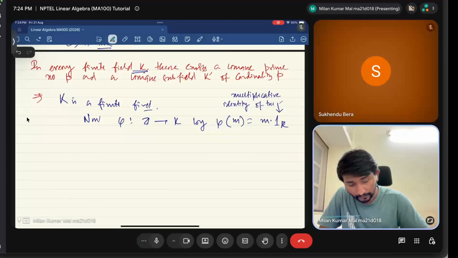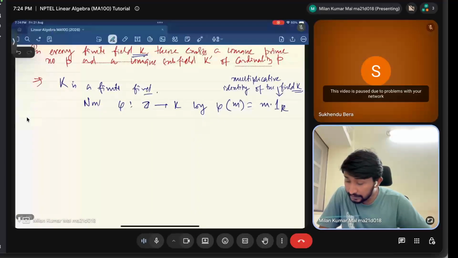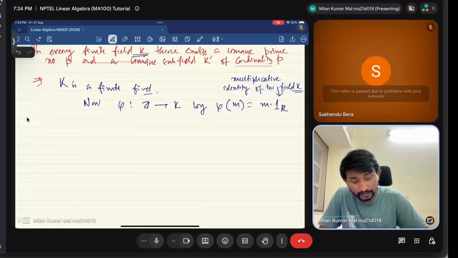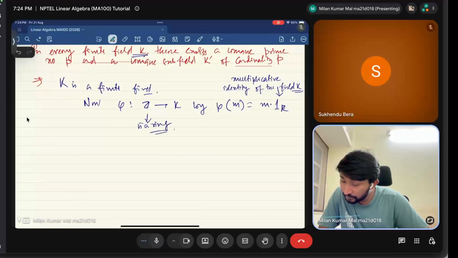Identity of the field K. Okay, this is what it is. Multiplicative identity of the field K. This is the scalar times the multiplicative identity. So the question is, this is a ring homomorphism. Z is a ring, and this is a ring homomorphism. But we don't need all these things. Let me directly go to the point.